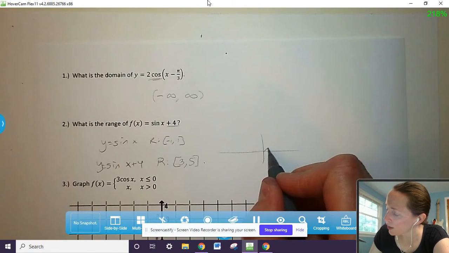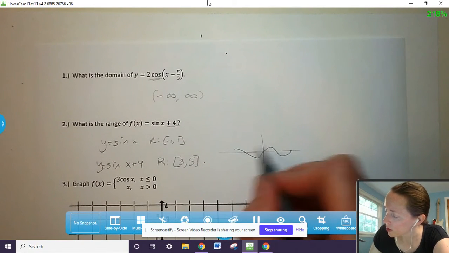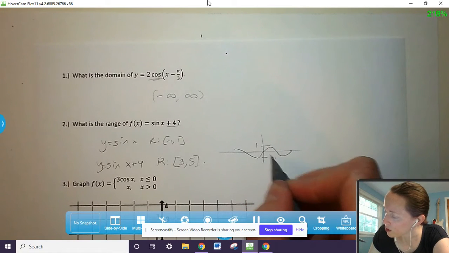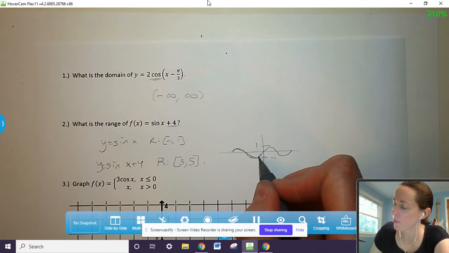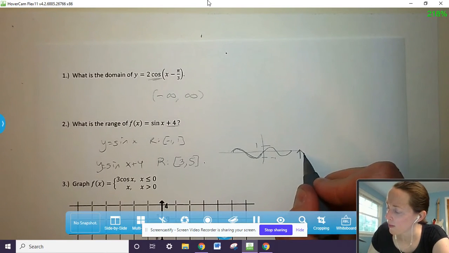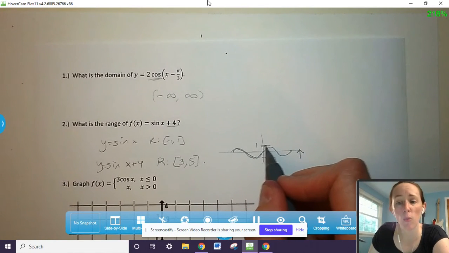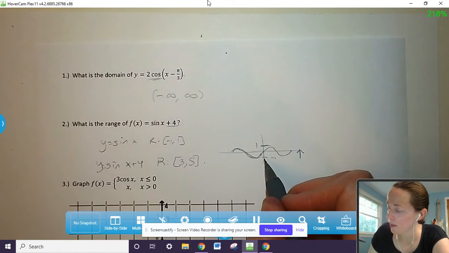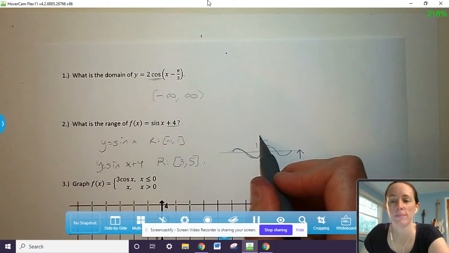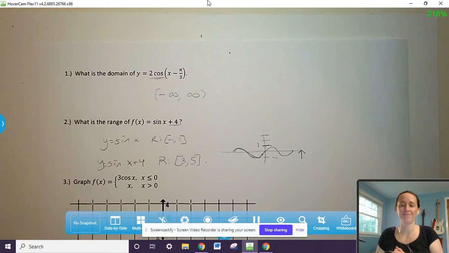I'm not going to draw the final one, but if I draw just the original, that has a range of -1 to 1, you can see that if you move the whole thing up 4, the tops, all the maxes that were at 1 are going to move up to 5, and all the mins that were at -1 are going to move up to 3 without even actually doing the graph.